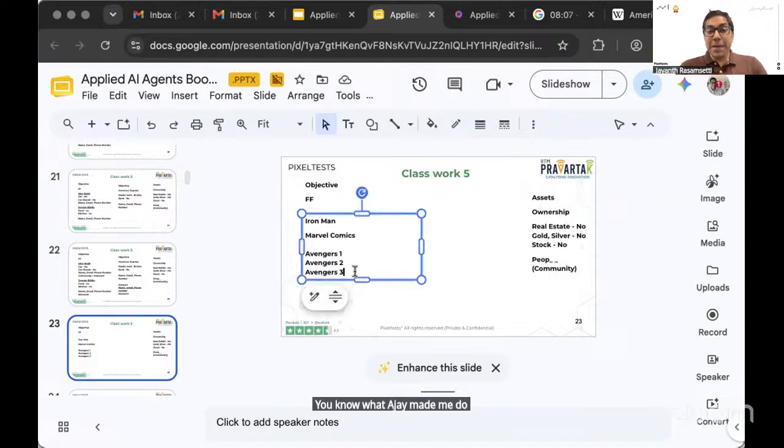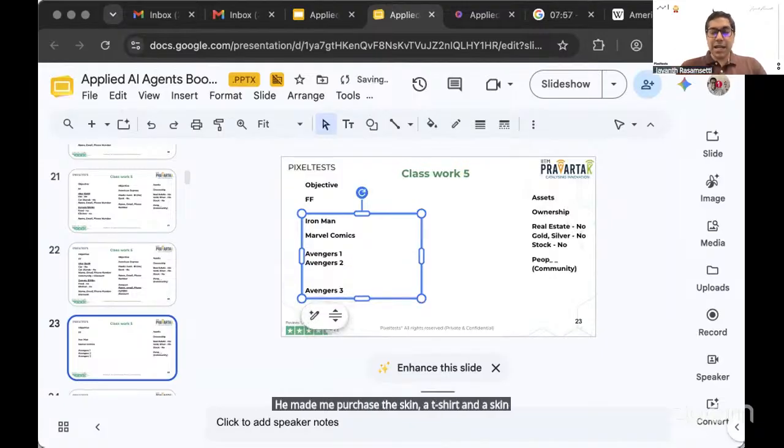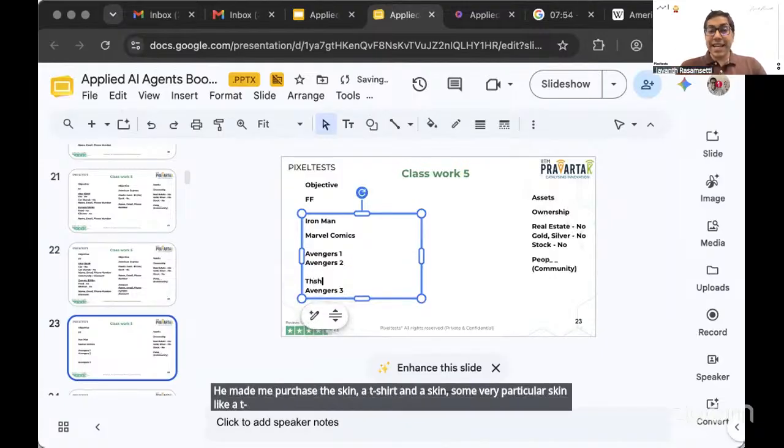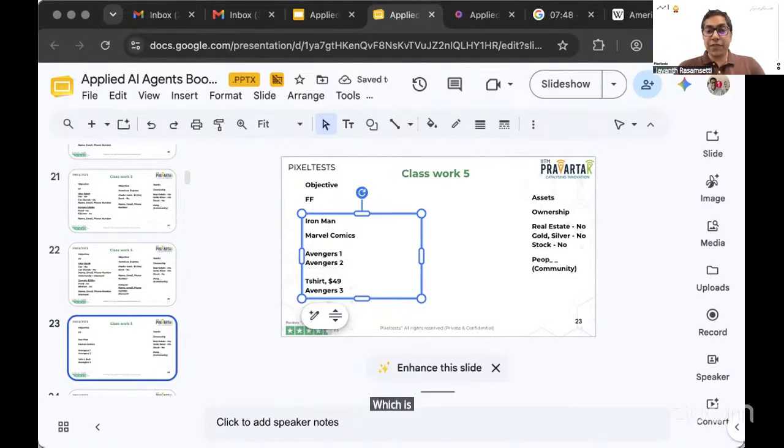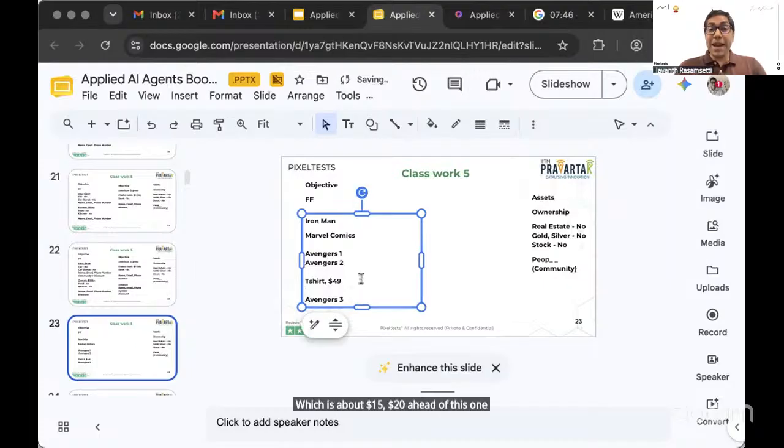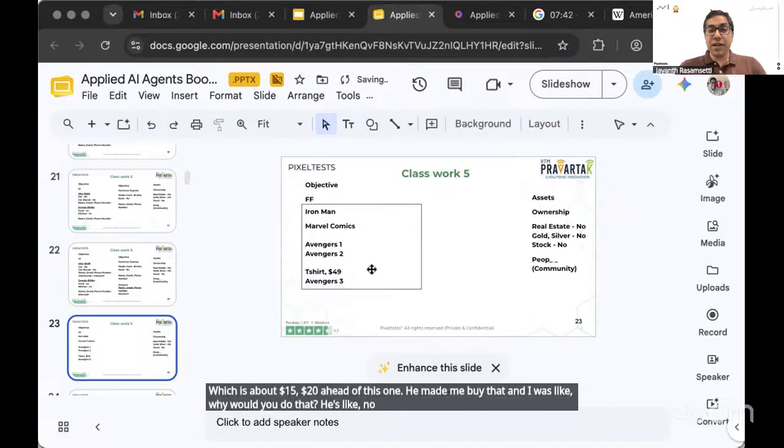He actually made me purchase, Avengers 2 was releasing, a t-shirt and a skin, some very particular skin, which is a very rare collectible here. And I had to pay, at that time, I paid $49 for that shirt, which is about $15-20 ahead of this one. And I was like, why would you do that? He's like, no, I'm a big fan of Avengers and I want you to get this from US no matter how. And it was snowing and I still got it.